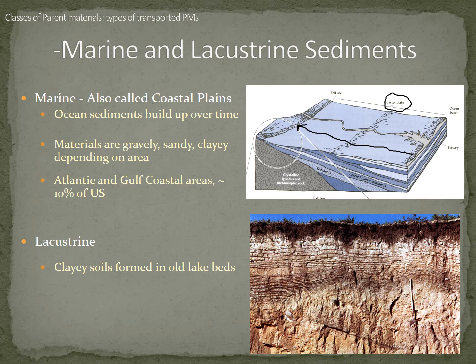Lacustrine. These are clayey soils formed in old lake beds. So lacustrine is formed by lakes. And here you can see a dried out lake where you can see years and years and years of lake shore deposition. Each one of these lines represents another wave area that was deposited over the course of several years.